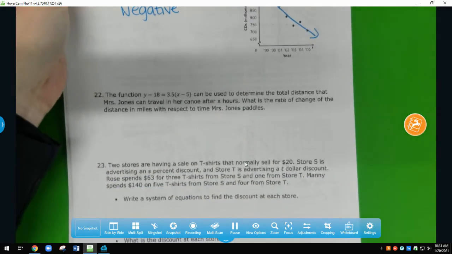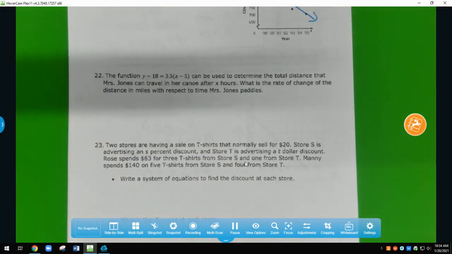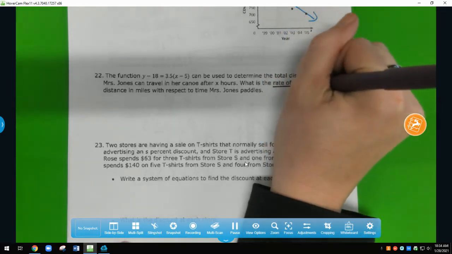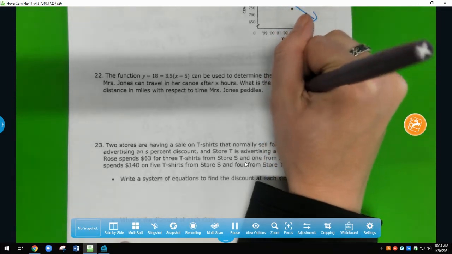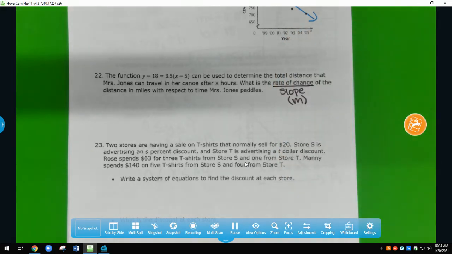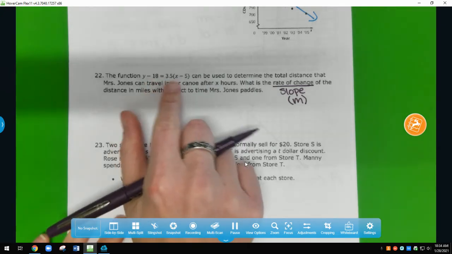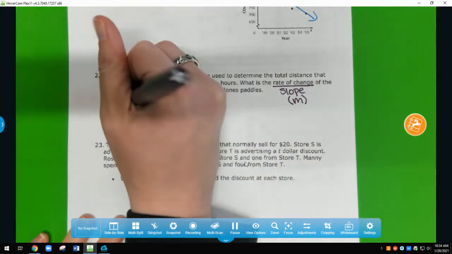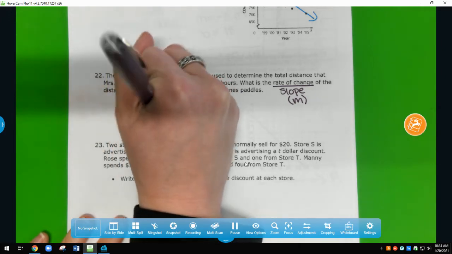All right. 22. The function y minus 18 equals 3.5 times x minus 5 can be used to determine the total distance that Mrs. Jones can travel in her canoe after x hours. What is the rate of change? Remember, that's another name for slope. So our m of the distance in miles with respect to time Mrs. Jones paddles. So this is not in slope-intercept. This is in what's called point slope.